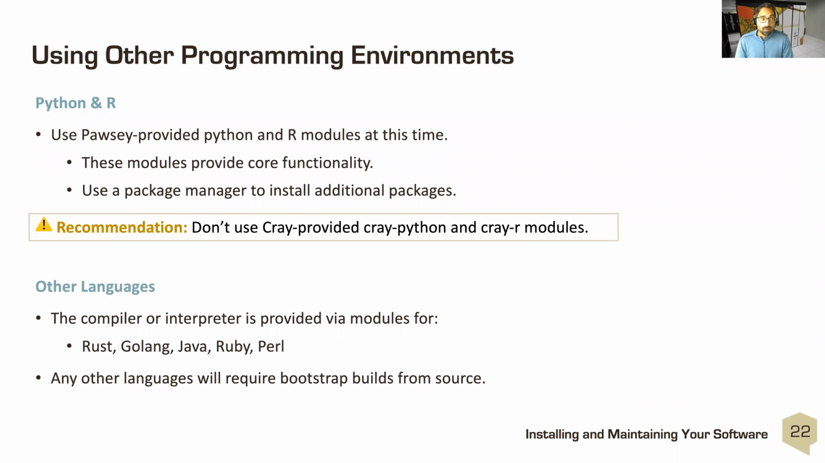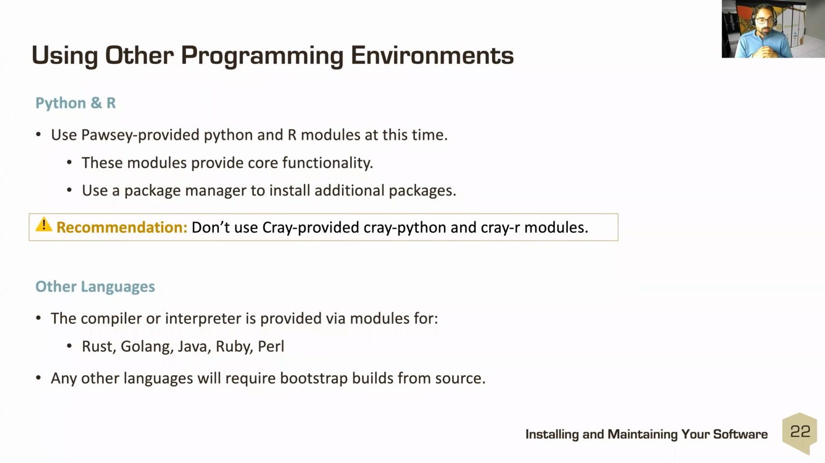So we've got other programming environments. We've got the interpreted languages like Python and R. Use Pawsey provided Python and R modules at this time. They provide core functionality, but you then need to use pip or other package managers to install additional packages. We do not recommend using the Cray Python and Cray R modules.